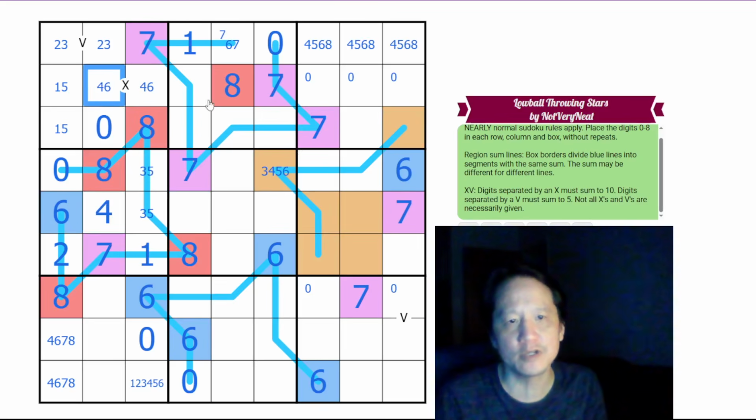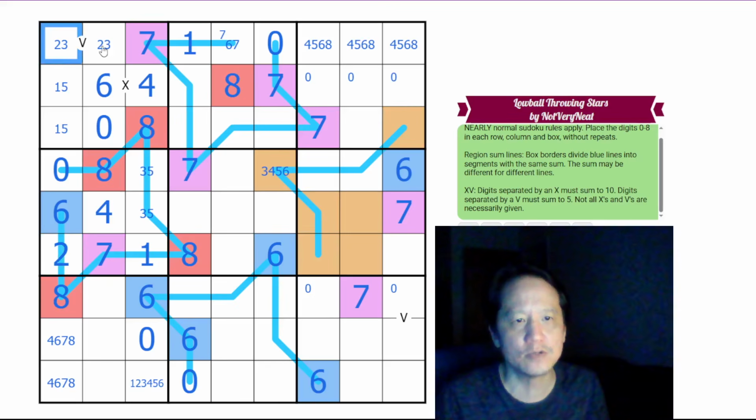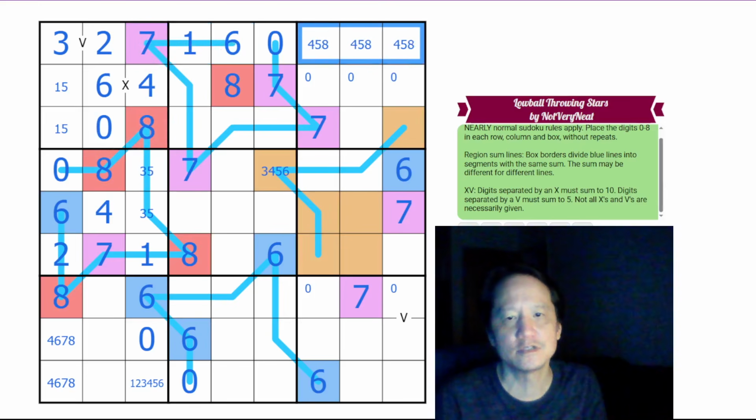4 eliminates 4 here, so it's 6 and 4. 2 eliminates 2 here, so it's 3 and 2. This is 7, so this must be 1 and 6, adding up to 7. There's no 6 here.